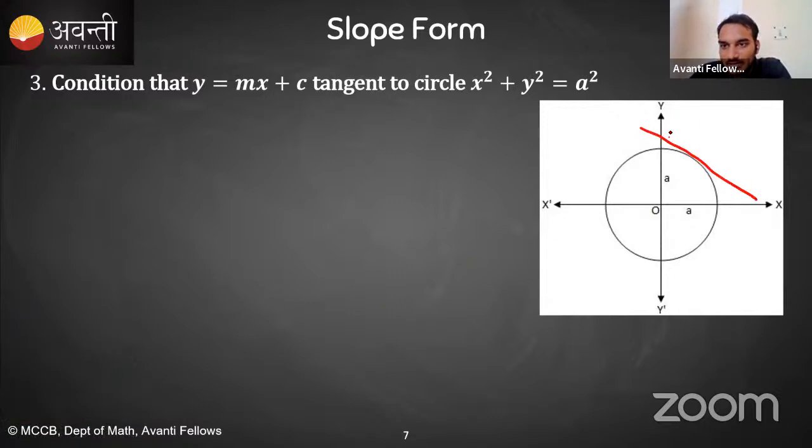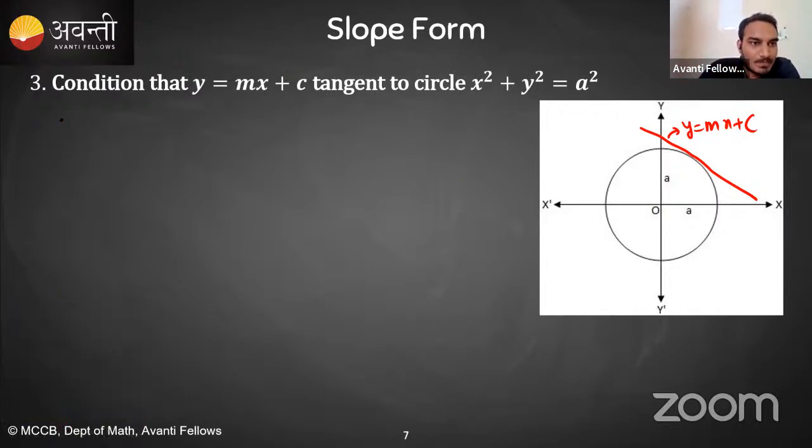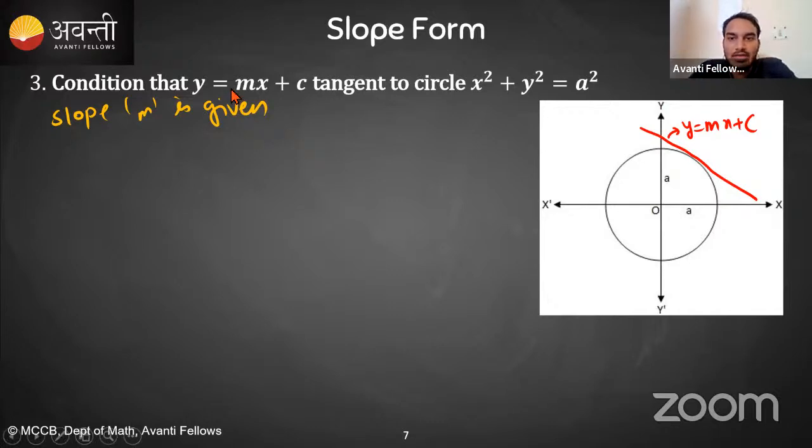This is a tangent. y = mx + c. Okay, so we just assume that the slope m is given. Now, what should be the condition for the line y = mx + c to be a tangent to the circle x² + y² = a²?